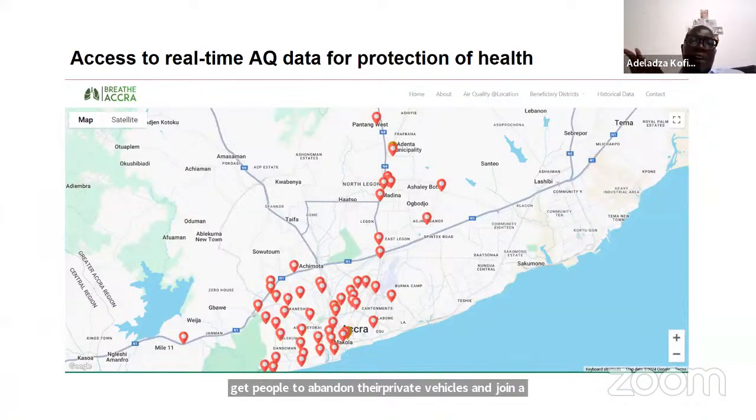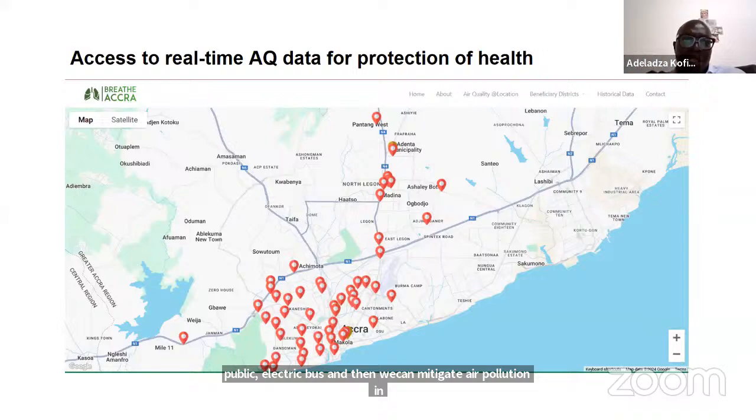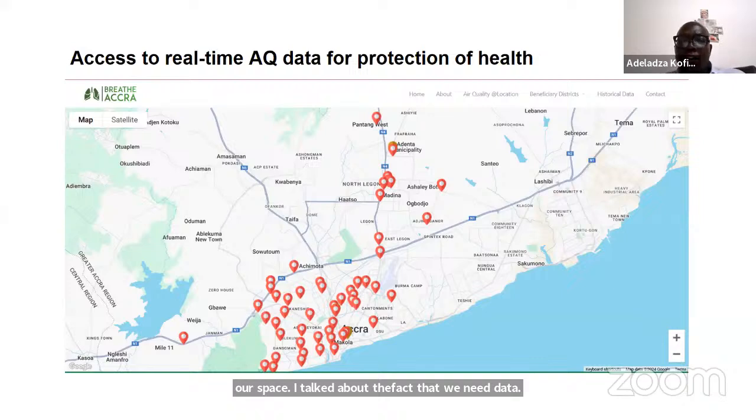So I talked about the fact that we need data. If you want the politician to invest in air quality, then of course they need to have data. And I talked about the fact that there are groups on the continent that are trying to make air quality data available. So this is one of the projects that I lead in Accra, which is called Breathe Accra, and is funded by Clean Air Fund, and is part of the Breathe Cities initiative. And we are trying to provide real-time air quality data in the Accra landscape for protection of public health.